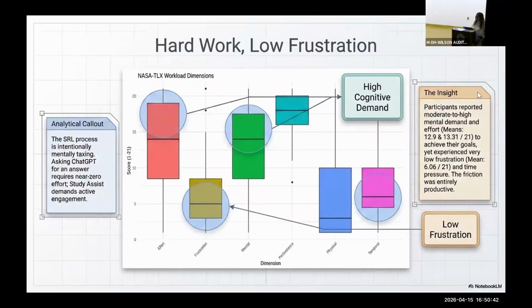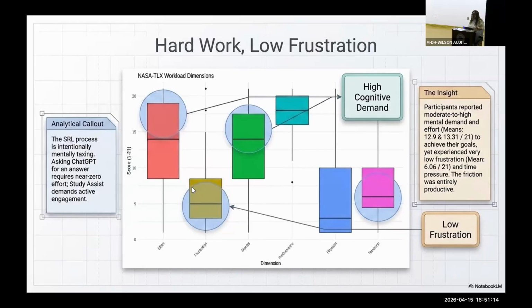Another result that we got: using the NASA TLX model, we had the participants fill out a scale about the effort it took them to complete tasks on the system and the mental demand it required of them. Those were high scores, but at the same time, we also recorded low frustration. So even though they found the tasks cognitively demanding, they still felt low frustration.